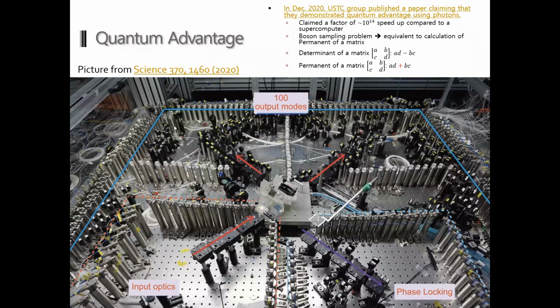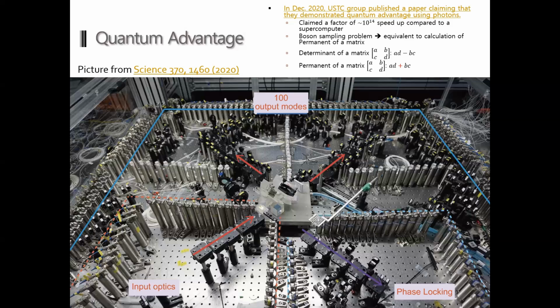Another recent news article, if you were interested: around the end of last year, there was also another news about the quantum advantage. What the news said was the USTC group published a paper claiming that they demonstrated quantum advantage using photons. According to that claim, their speed up compared to the supercomputer was a factor of 10 to the 14th. So it's a huge improvement.